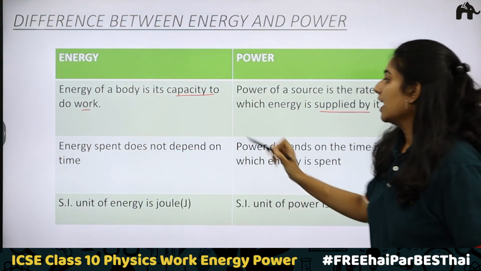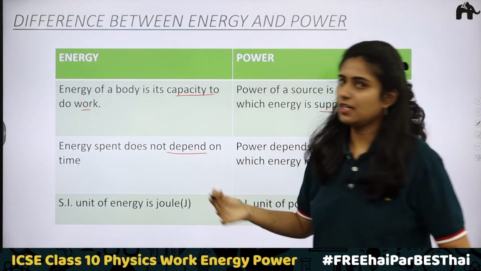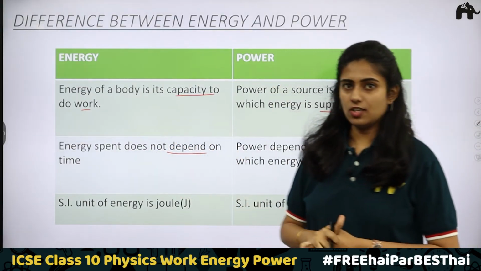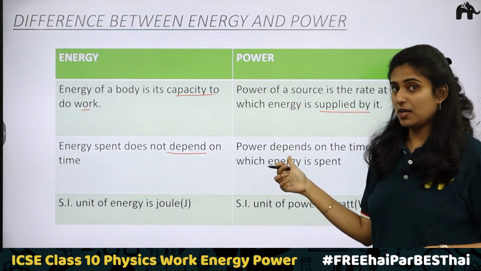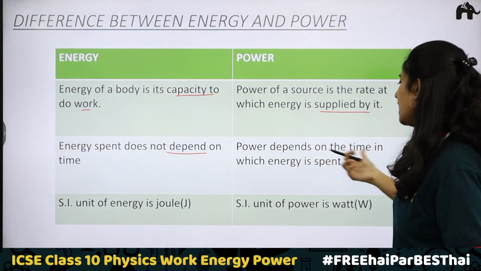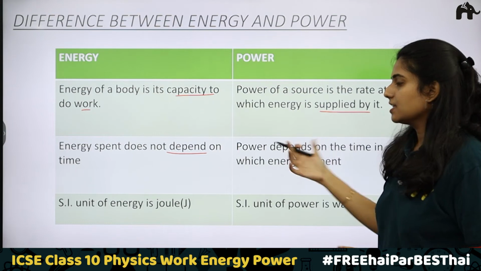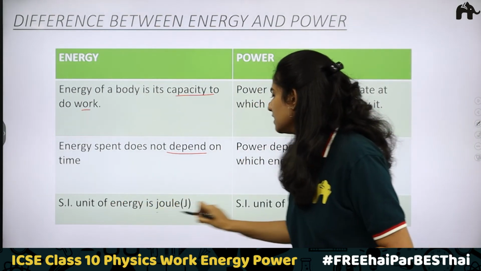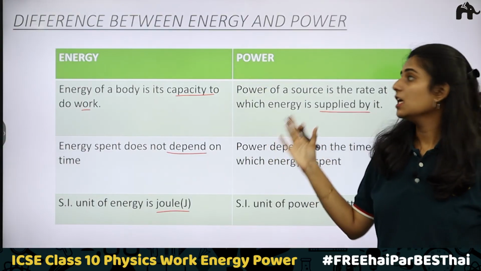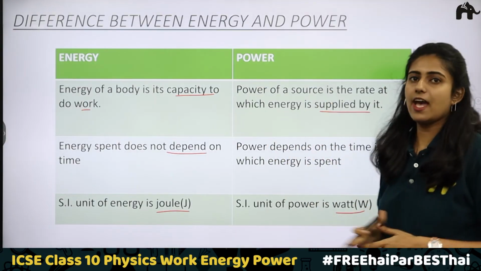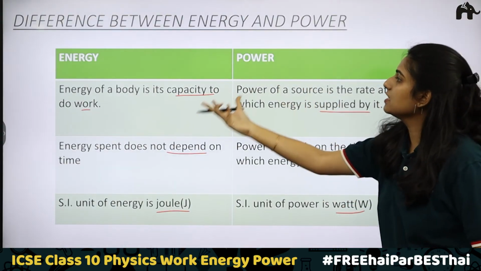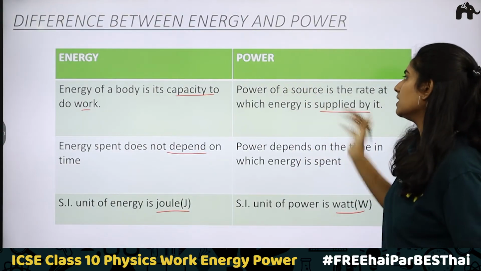Next, energy spent does not depend on time. We know that work does not depend on time. Therefore, energy spent also does not depend on time. Whereas power depends on time. Power will be energy by time. Power depends on the time in which energy is spent. Next is the SI unit. SI unit of energy is joules. What about the SI unit of power? SI unit of power is watts. So, these are the basic differences between energy and power. First thing, you have to just define it. Now, remember, when there is a comparison between energy and power, define power in terms of energy.